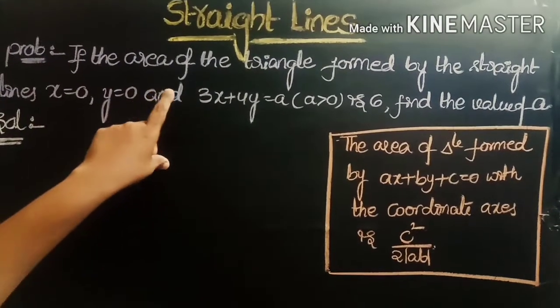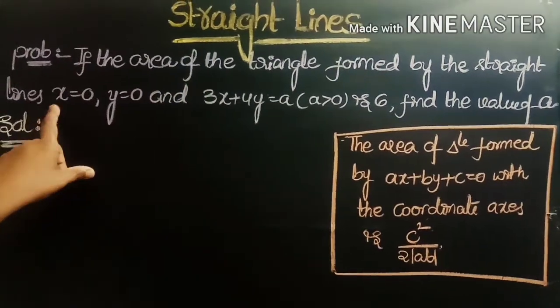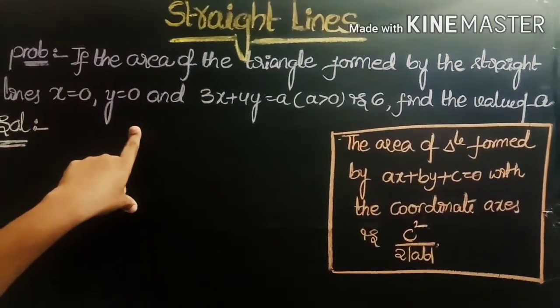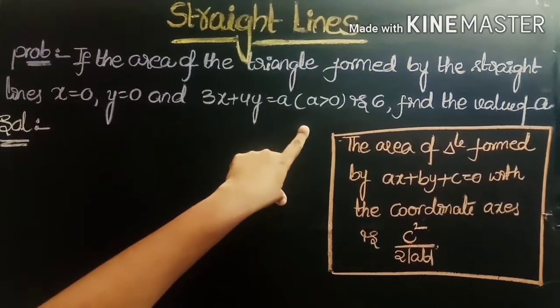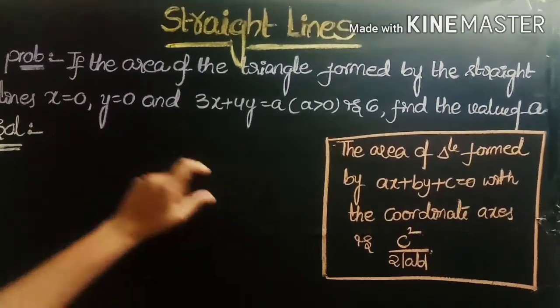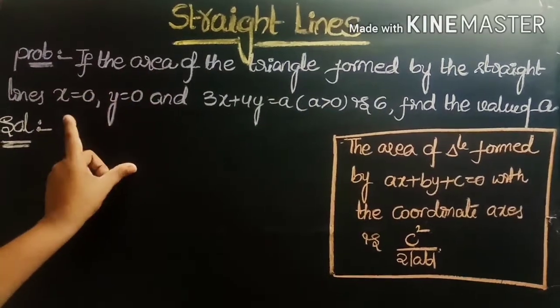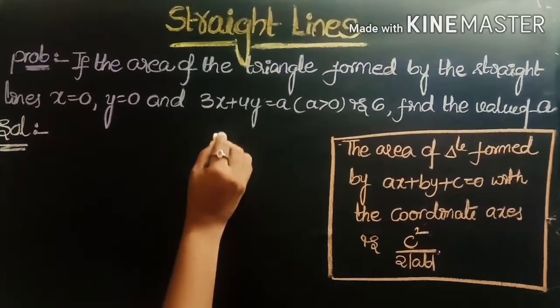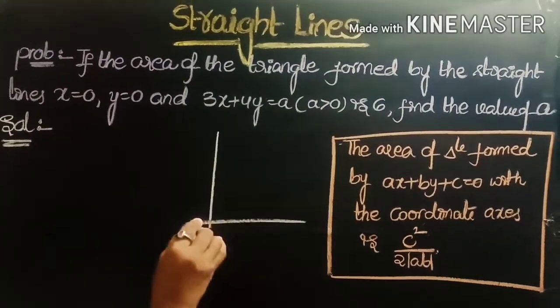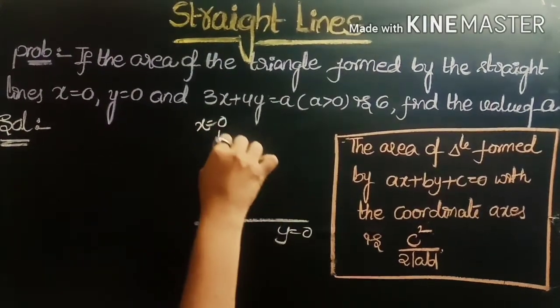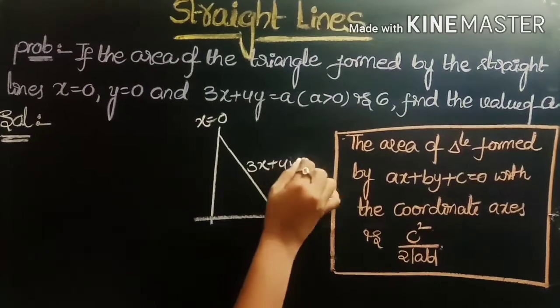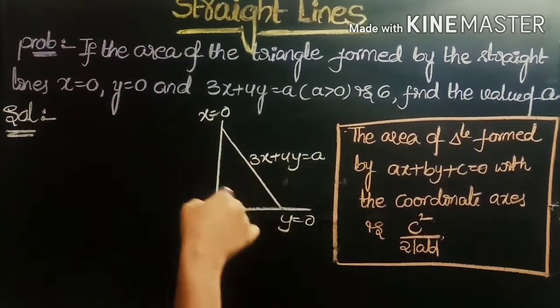First problem: if the area of the triangle formed by the straight lines x = 0, y = 0 and 3x + 4y = a, where a > 0, is 6, then find the value of a. So here three lines are given: x = 0, y = 0 and 3x + 4y = a. It is also given that the area of the triangle formed by these three lines is 6.